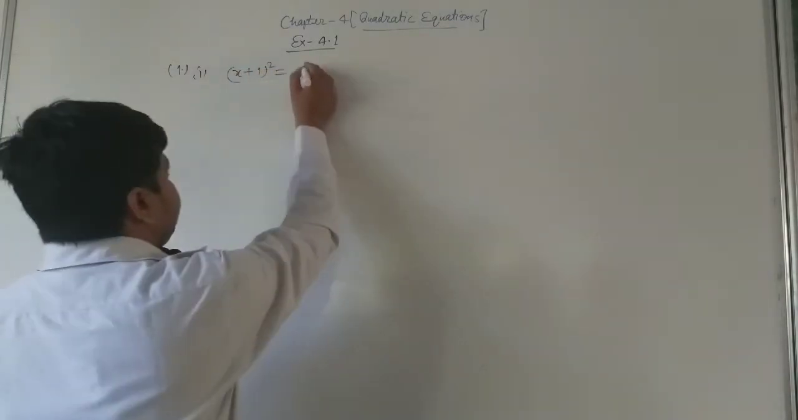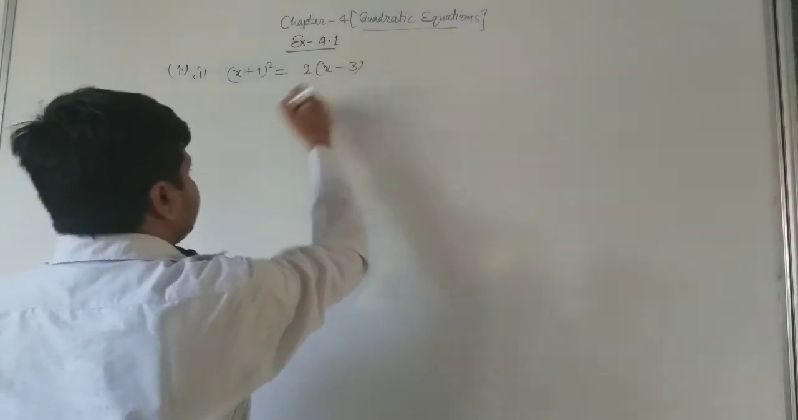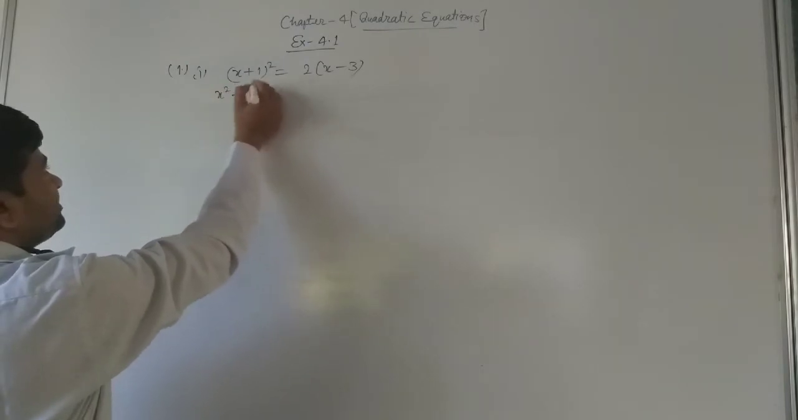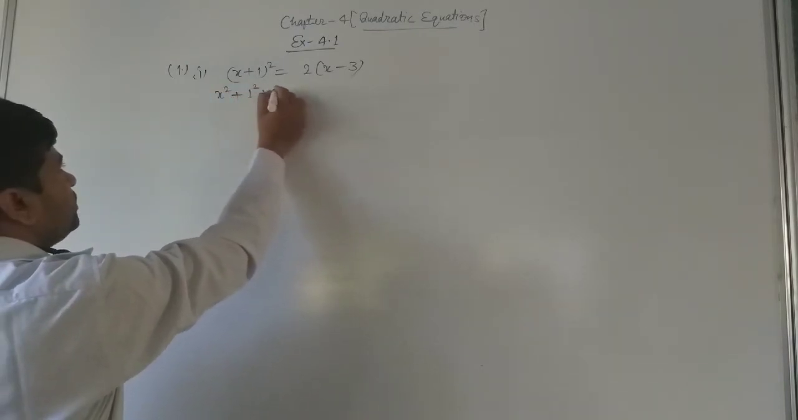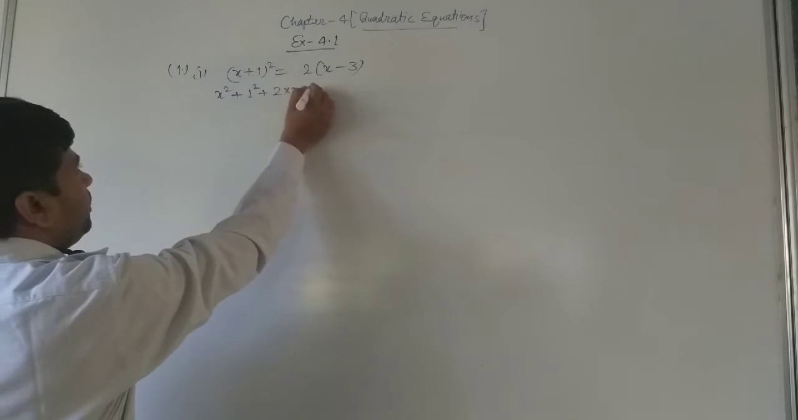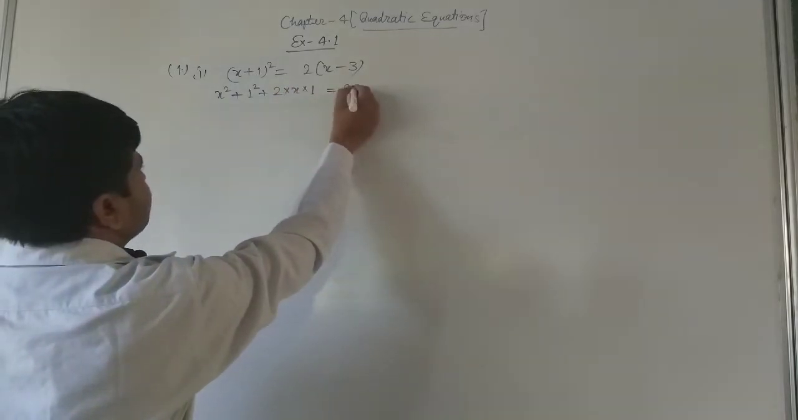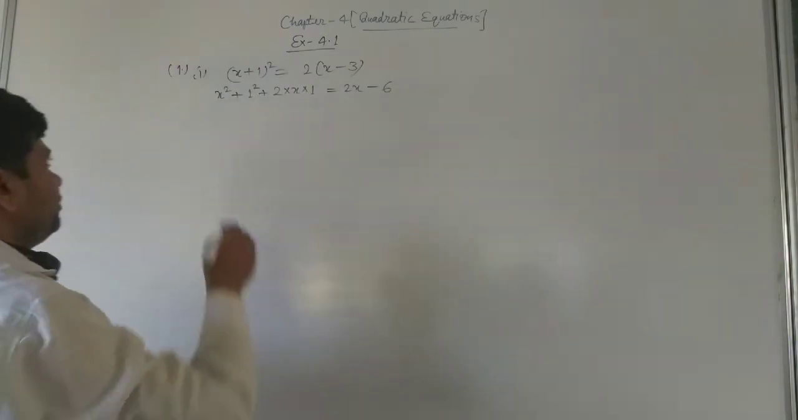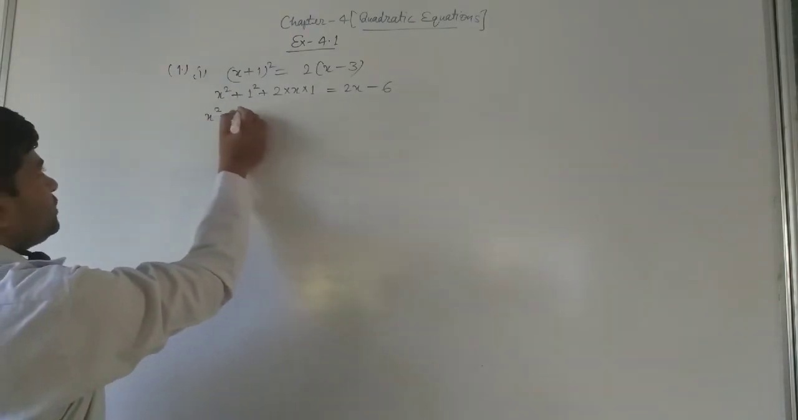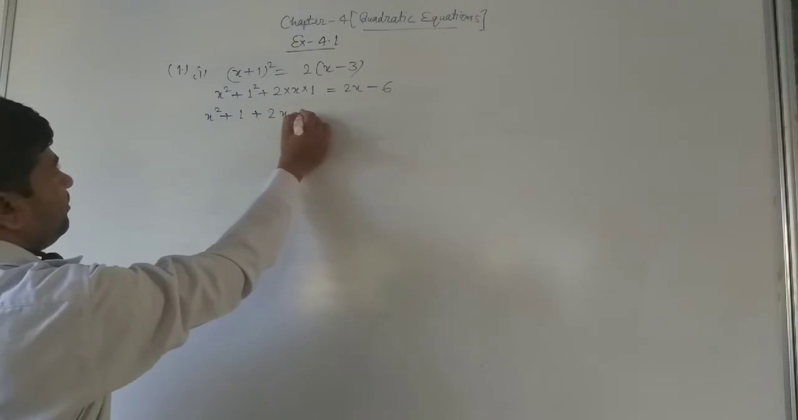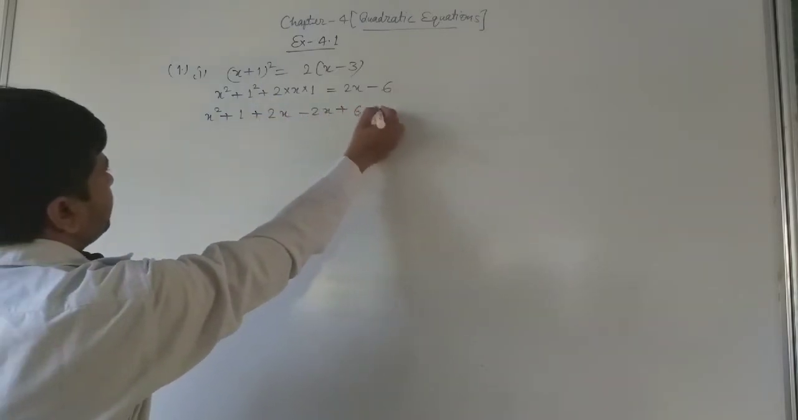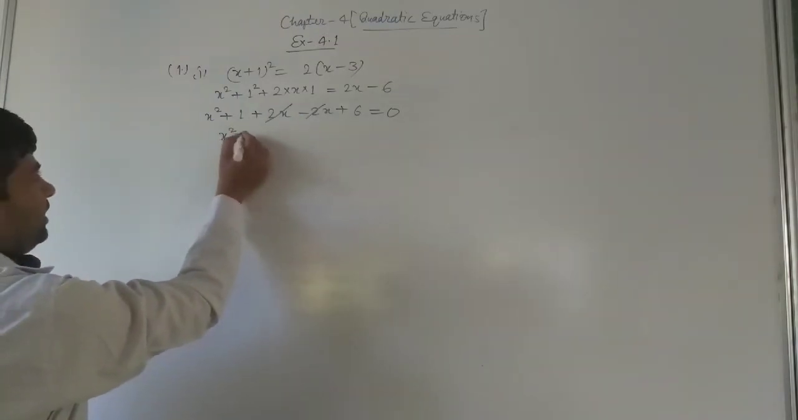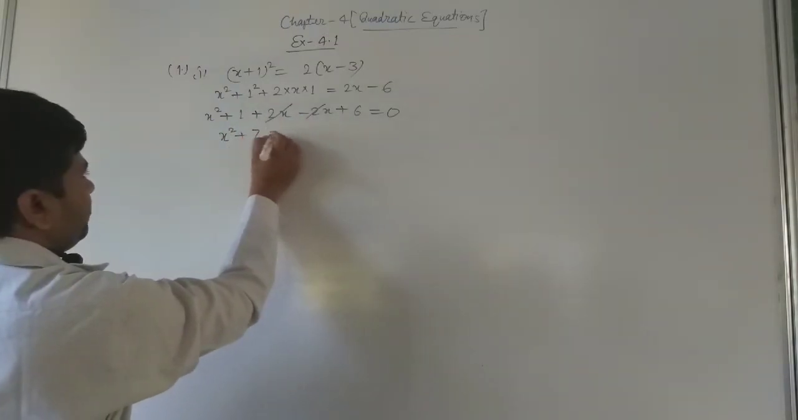2 into (x minus 3). Now simplify. (a + b) whole square: a square means x square, plus b square means 1 square, plus 2ab. So 2 into x into 1 equals 2x, minus 2 threes are 6. Transfer all terms to the LHS. So we get x square plus 1 plus 2x minus 2x plus 6 equals 0. The 2x cancels, so we get x square plus 1 plus 6, that is 7, equals 0.